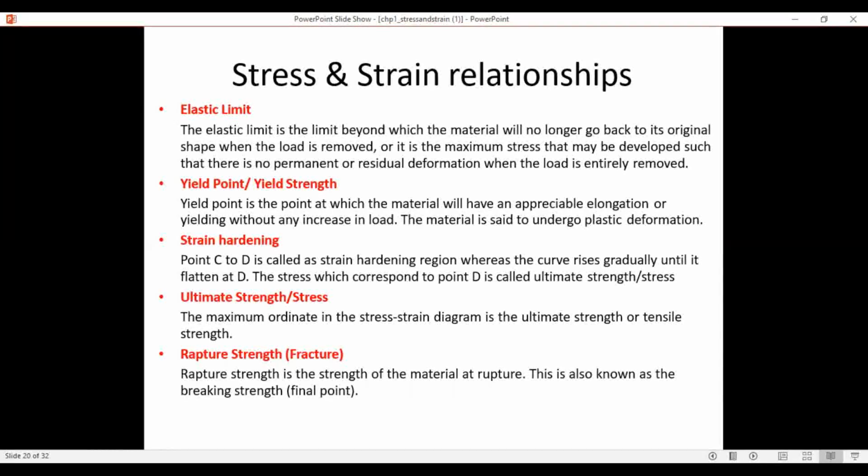The part of strain hardening is from point C to D. It is called the strain hardening part, where the curve rises gradually until it flattens at D. The stress which corresponds to point D is called the ultimate strength or ultimate stress, or the tensile strength, which is the maximum ordinate in the stress strain diagram. Rupture strength, or fracture, is the strength at which the material ruptures. It's also known as the breaking strength, which we commonly understand as the final point.